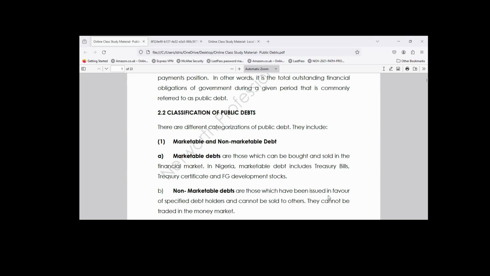Non-marketable debts are those debts that are issued in favor of a specific debt holder. Non-marketable debt cannot be traded in the stock exchange. It cannot be bought or sold. Example of non-marketable debt: if government goes to a commercial bank to borrow 500 billion naira, the commercial bank cannot take it to the stock exchange to sell it. No. The specific debt holder is the name of that commercial bank. It cannot be traded in the stock exchange.